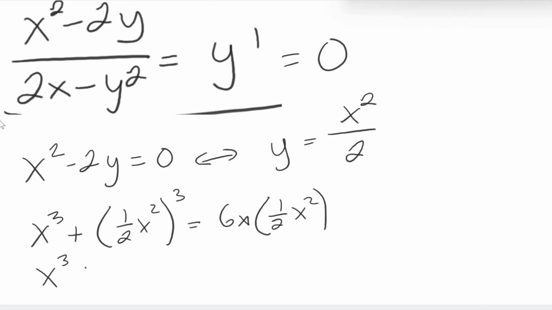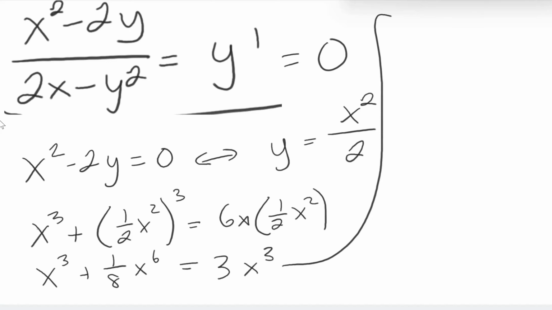So I got x to the 3rd plus 1/8 x to the 6th. Now I got how they did it. It is 3x to the 3rd. So we're going to move the x to the 3rd over. So I got 1/8 x to the 6th equals 2x to the 3rd. Multiply both sides by 8. And I get x to the 6th equals 16x to the 3rd.